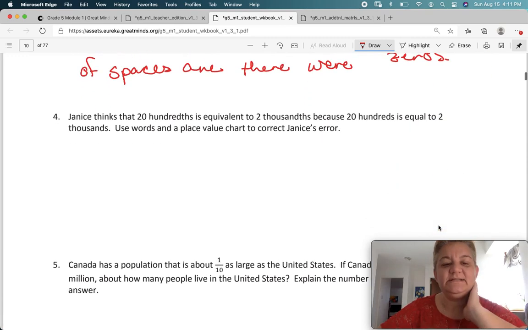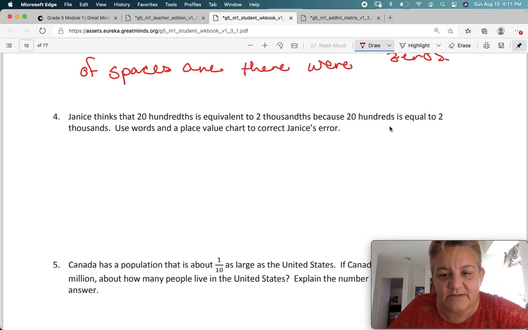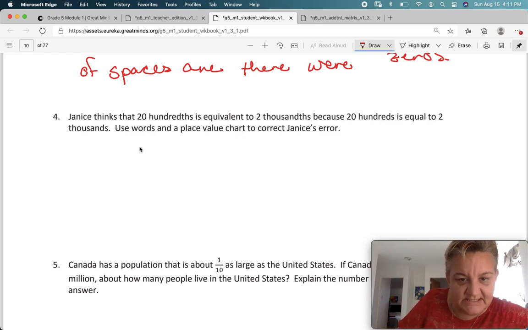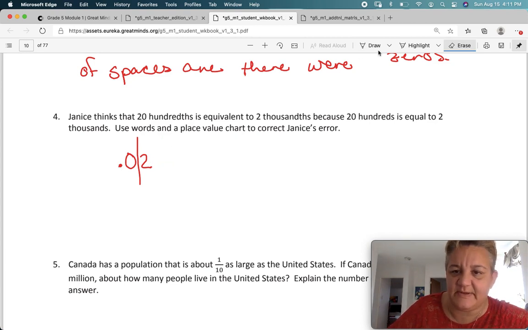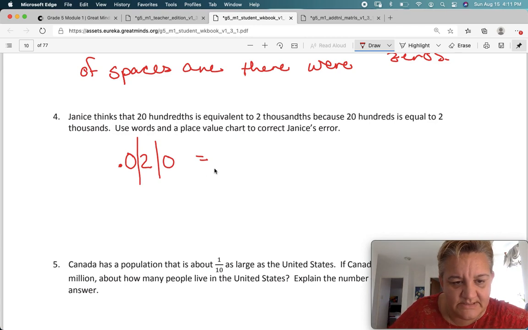Janice thinks that 20 hundredths is equal to 2 thousandths because 2 hundredths is equal to 2 thousandths. Okay, so she thinks that 20 hundredths, which would be here, right? So we usually put the 0 in the thousandth spot. So she thinks 20 hundredths is equivalent to 2 thousandths. Well, let's do 2 thousandths.